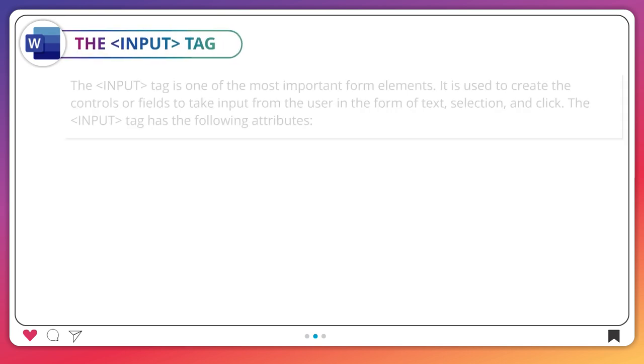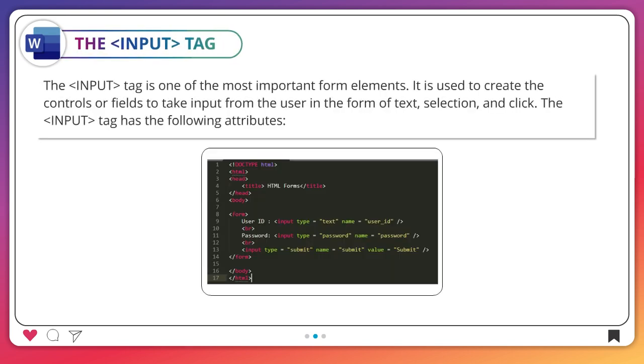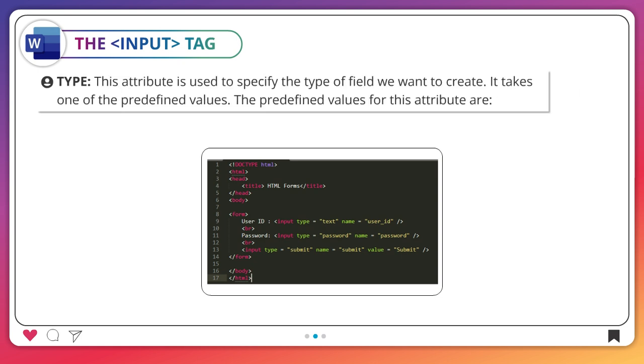The input tag. The input tag is one of the most important form elements. It is used to create the controls or fields to take input from the user in the form of text, selection, and click. The input tag has the following attributes. Type. This attribute is used to specify the type of field we want to create. It takes one of the predefined values.